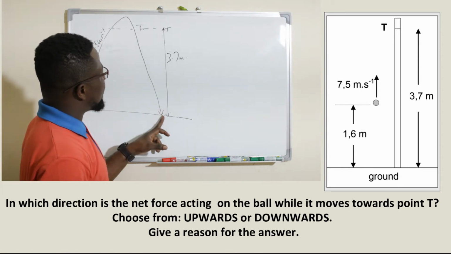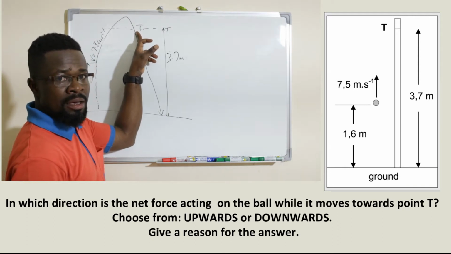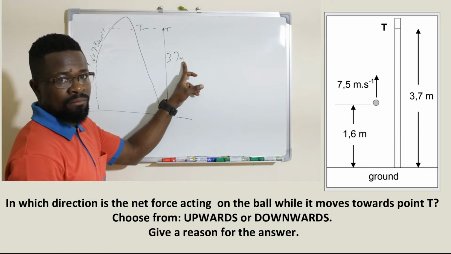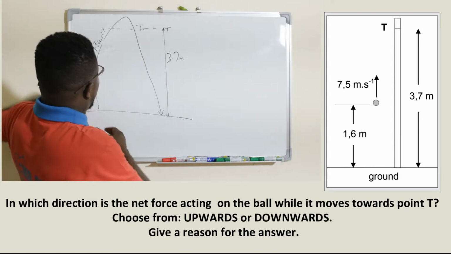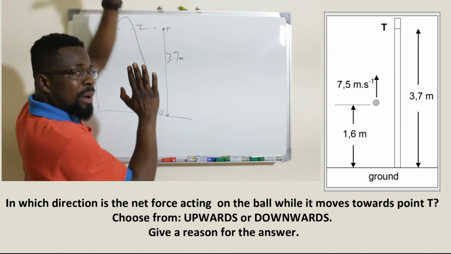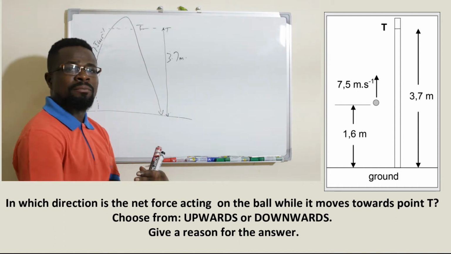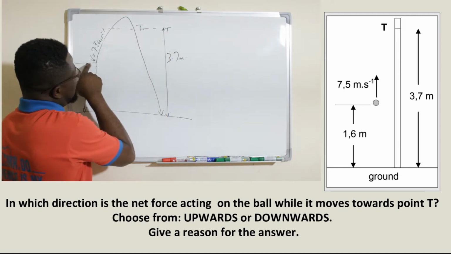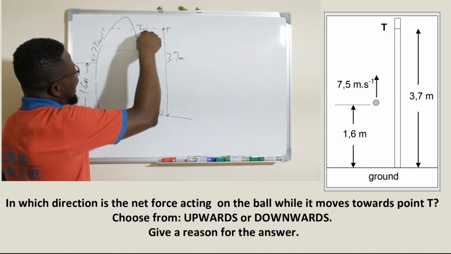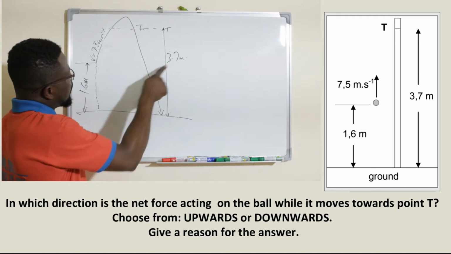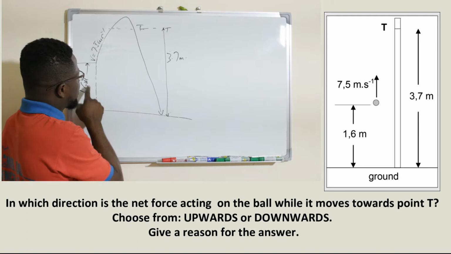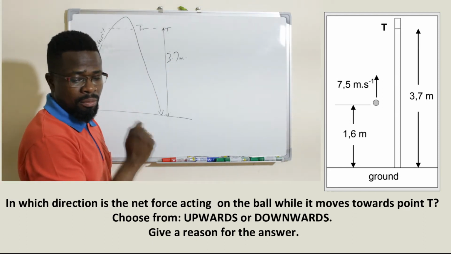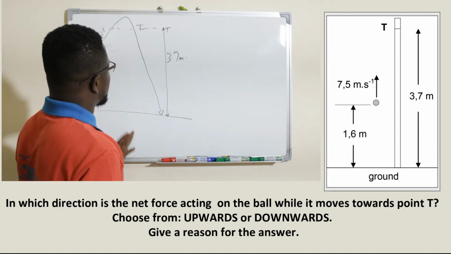Now from the ground level to the height T, which happens to be the target, is 3.7 meters, right? So if you are able to hit the target T from the point of projection, one thing you need to analyze from this point is that the height from the point of projection to the height T is 3.7 minus 1.6. That means that you are having 2.1 meters, right?